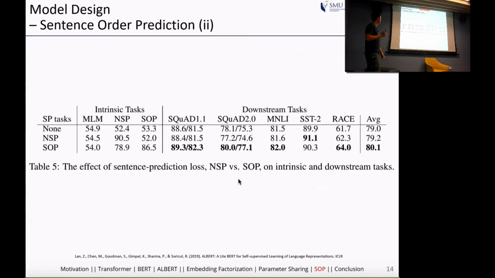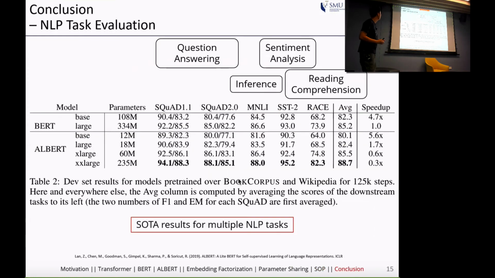Okay, so moving on. They showed the results of the experiment with no sentence prediction task, with NSP and with SOP. And SOP generally outperforms the NSP. Okay. So down to the conclusion. ALBERT is achieving, so this is done on the Books corpus and Wikipedia, so similar to BERT training. And they show that it's actually achieving state-of-the-art results for multiple NLP tasks. So you see BERTs over here, and then ALBERT, the different sizes.